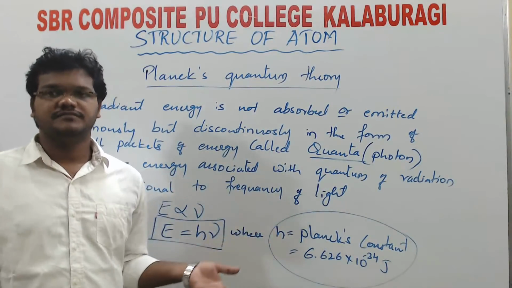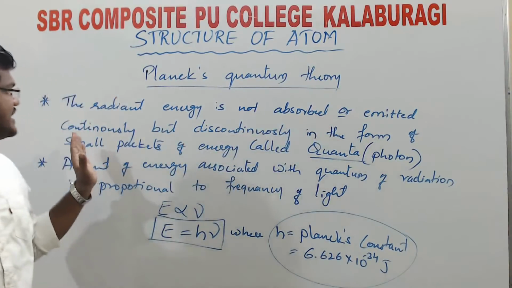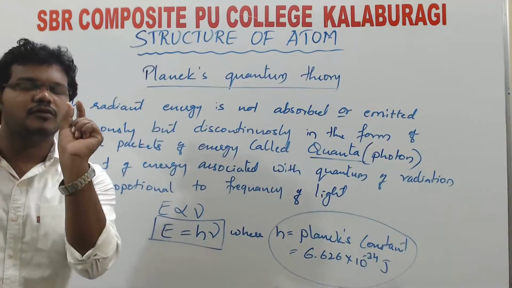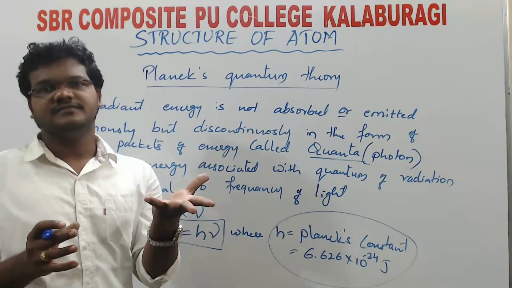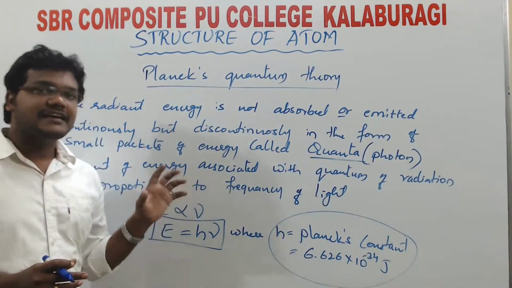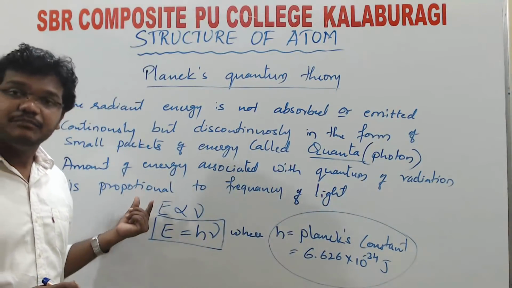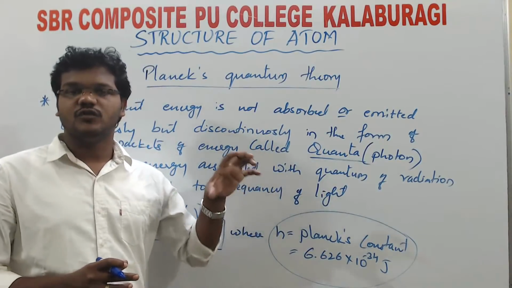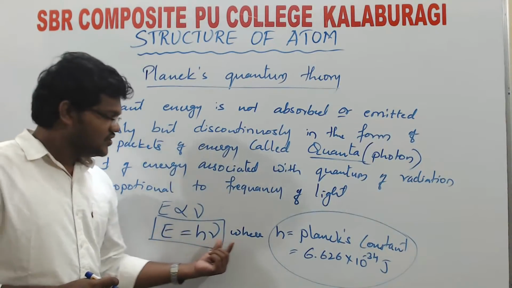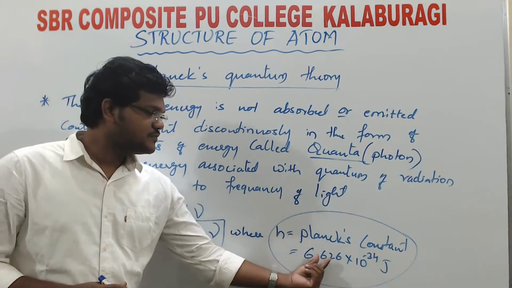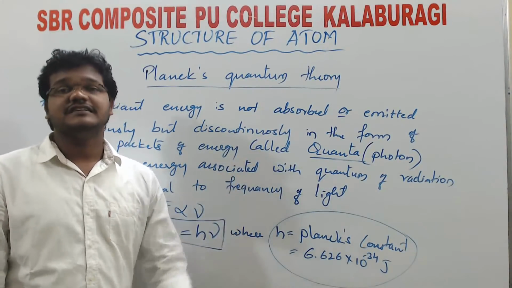So I will go for the third one. Before that, you write down this. See, the first one was that radiant energy is not absorbed or emitted continuously, but discontinuously in the form of small packets of energy. Those are called quanta. In case of light, quanta is called a photon. And the second one, the amount of energy associated with the quantum of radiation is proportional to the frequency of the light. That I can write as E is proportional to nu. So that is nothing but E equals h nu, where h is Planck's constant and the value of h is 6.626 into 10 to the power minus 34 joules.